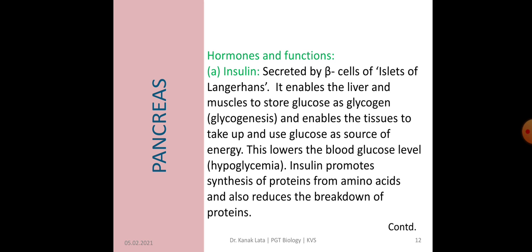Insulin also promotes synthesis of protein from amino acids in the tissues and reduces the breakdown of proteins. It also promotes synthesis of fats from fatty acids and glucose in the adipose tissue. Thus, insulin is called as anabolic hormone. Why? Because they synthesize the substances.